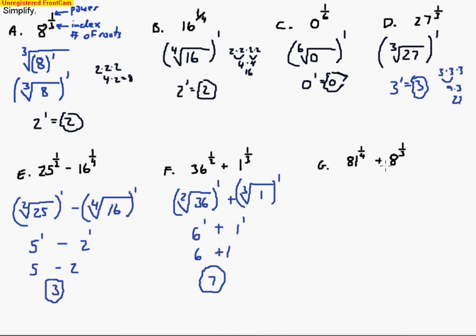So one more problem to try. We've got 81 to the 1/4 power. So we're looking for 4 numbers that multiply to make 81, and then raising that to the first power. Bring down the plus sign, do the same thing here. 3 numbers that multiply to make 8, and then we're raising that again to the first power.